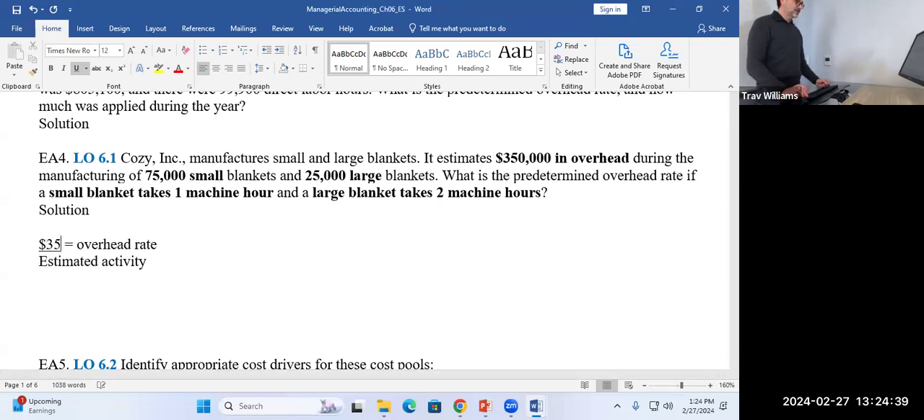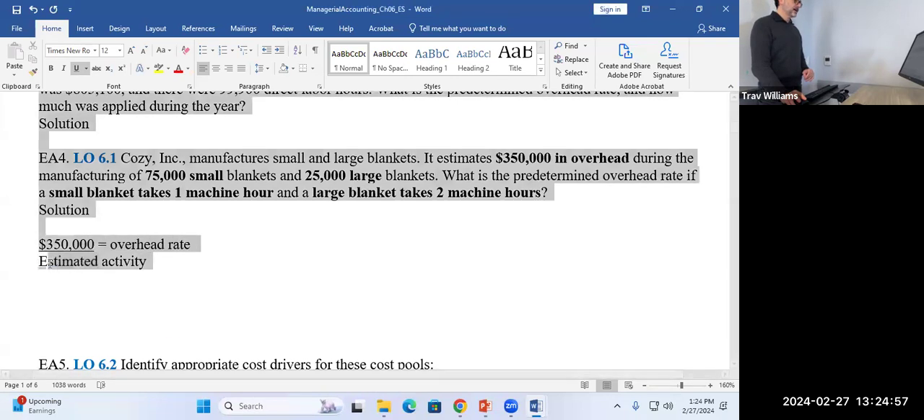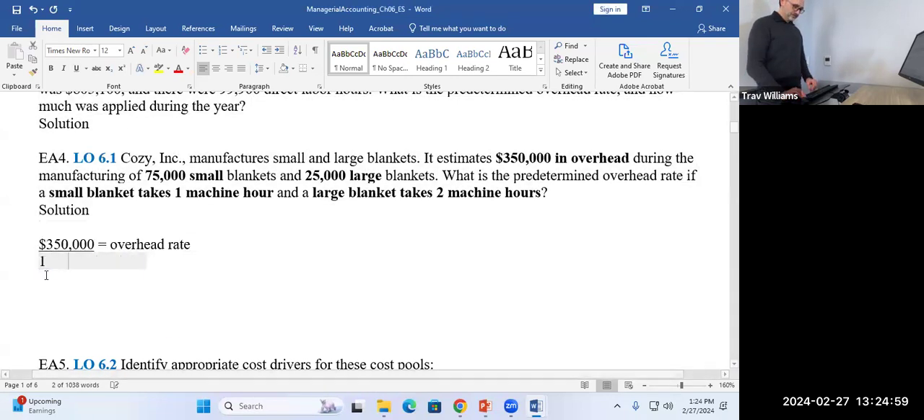Okay. So yes, the estimated overhead, they said, is $350,000, right? That's the easy part because they gave that number to us. What is the estimated activity? 125,000 machine hours is right. So how'd you get that, Audrey? So 1 machine hour for each of the 75,000 small blankets, and then 2 machine hours for each of the large blankets.